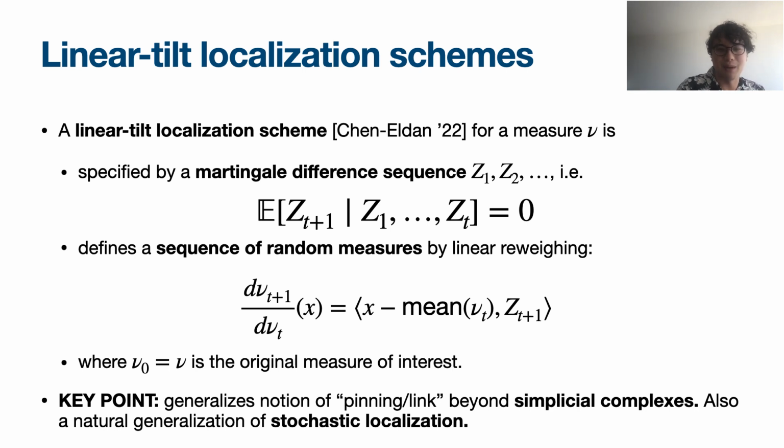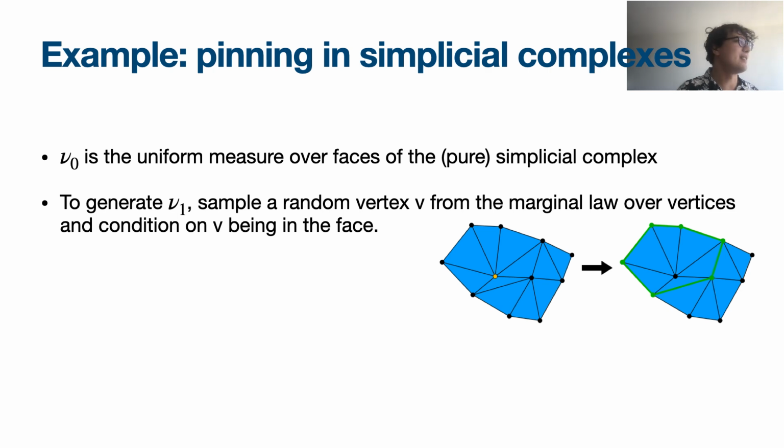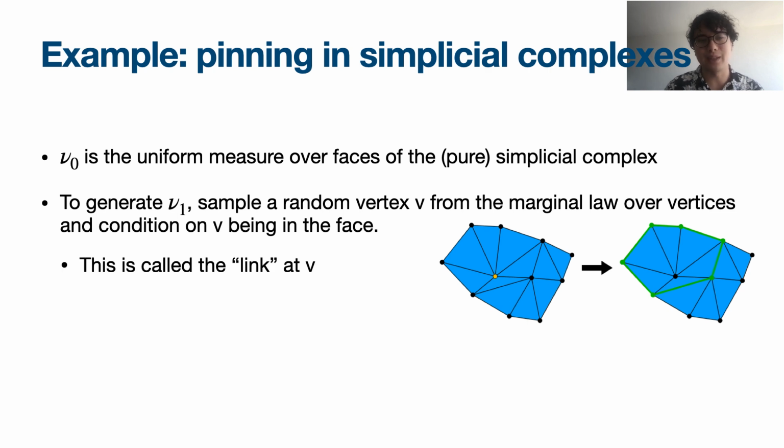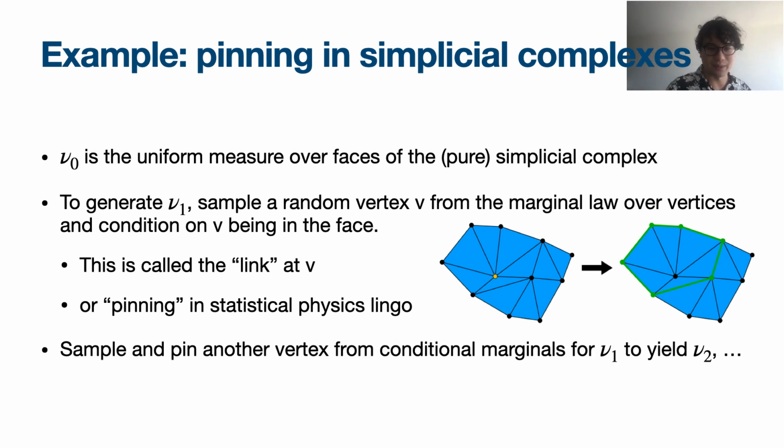Now, the key point is that this can generalize the idea of pinning vertices beyond the original context of simplicial complexes. Here was the story for simplicial complexes. You start with a uniform measure over the faces, then you generate a sequence of random measures by picking random vertices and only looking at faces which contain this vertex. So you condition on that vertex being present. This is what the picture illustrates. This is called looking at the link, a terminology from topology, and in statistical physics you call this a pinning. We use both of those terminologies.